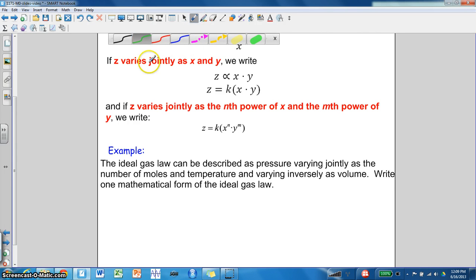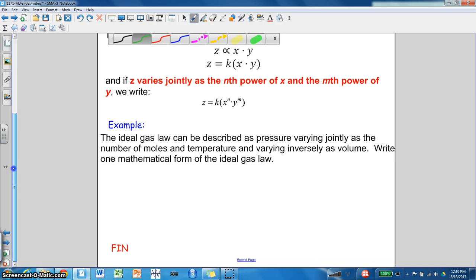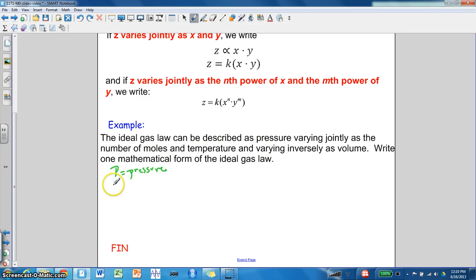If we talk about the ideal gas law, it can be described as pressure varying jointly as the number of moles and temperature and varying inversely as volume. Okay, so first thing, in a problem context where you're not given variables, is to define them. So I'm going to say P is equal to pressure. N is the number of moles. T is temperature. And the last thing is volume. So V, capital V, is volume.